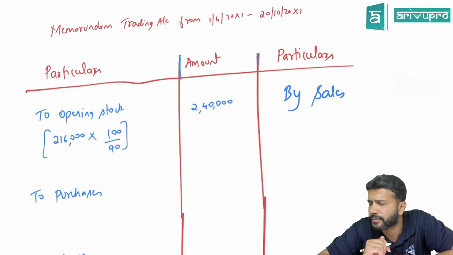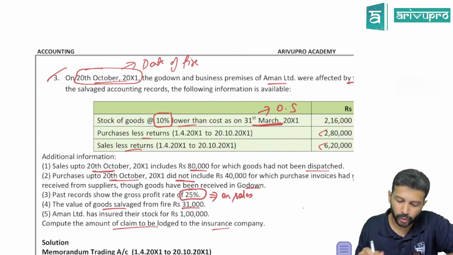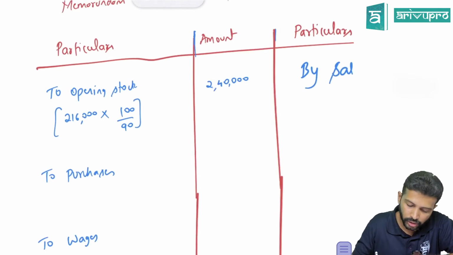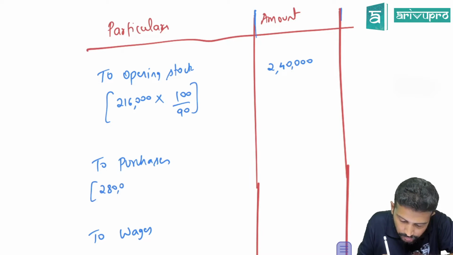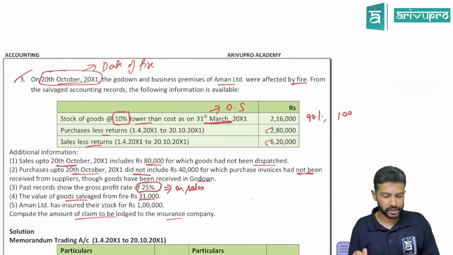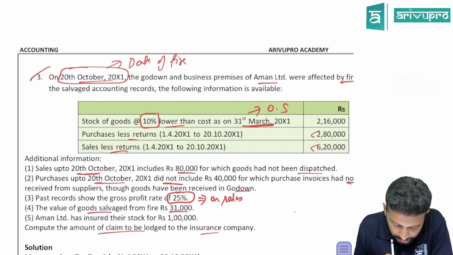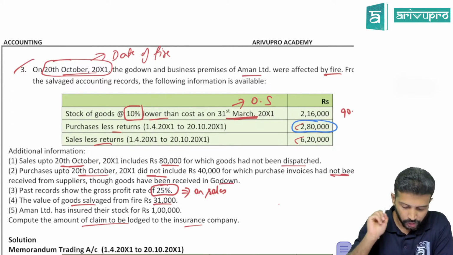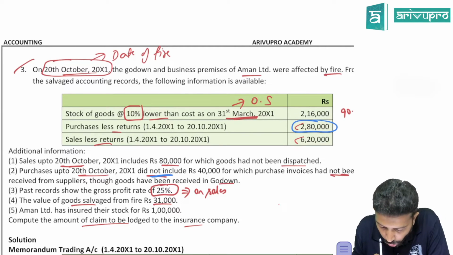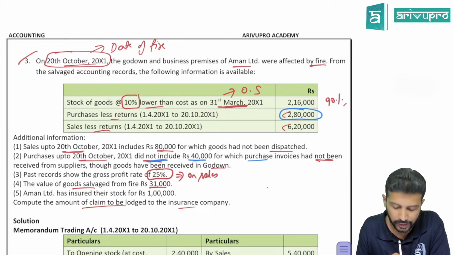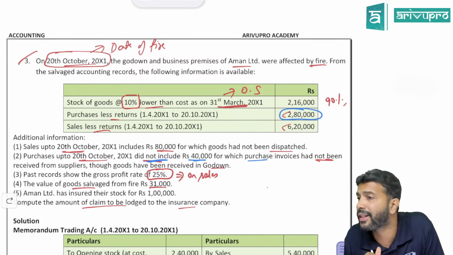So this is done. Come back to the data. What is the value of purchases less returns, or the net purchase, that they have given in the question? 2,80,000. That is the value of purchases given in the problem. Stop what you're doing, check the screen. I'll read the adjustment once again for purchases. Purchase up to October means this 2,80,000. Purchase up to 20th October did not include 40,000 for which purchase invoice had not been received from suppliers. Goods, however, have been received in the godown.